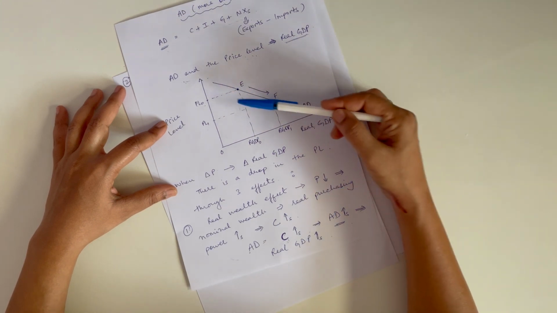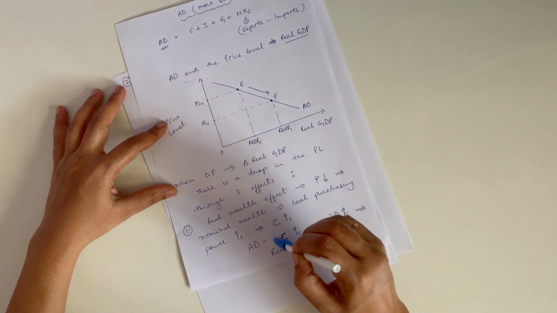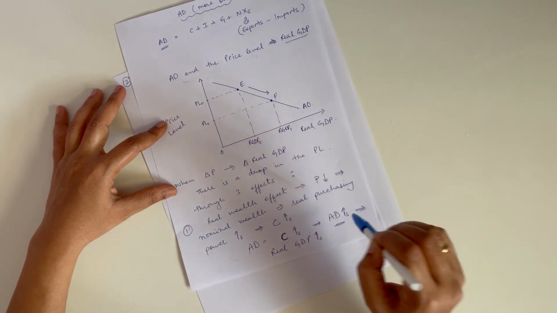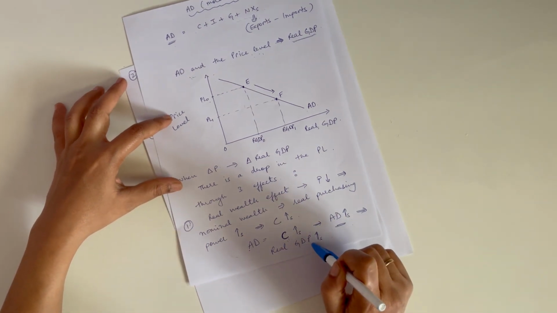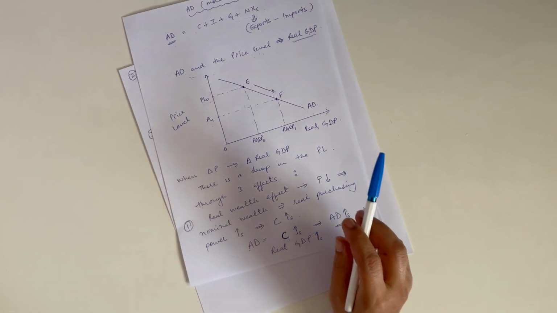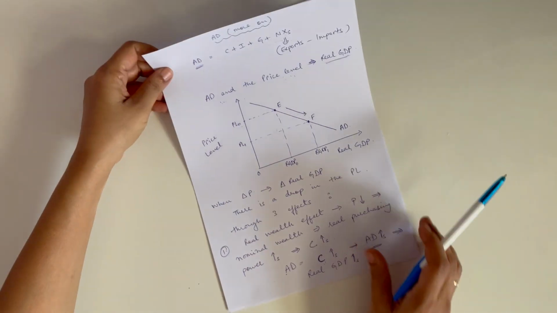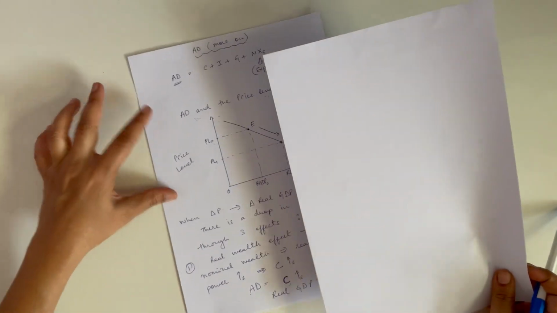Okay, so the fall in the price level affects your aggregate demand components, thereby affecting your total aggregate demand, thereby affecting your real GDP. Now this is just for the real wealth effect that affects your consumption. Next we'll talk about investment. Let's see how investment is affected.